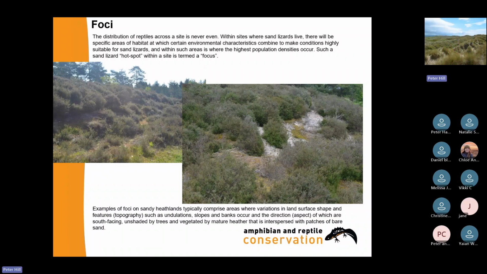Here you can see vegetation no more than a metre in height, interspersed with patches of bare sand on a slope in full sun, everything that they need. Okay, don't take any notice of the species of vegetation, it's the vegetation structure. So this is on southern Heathland.